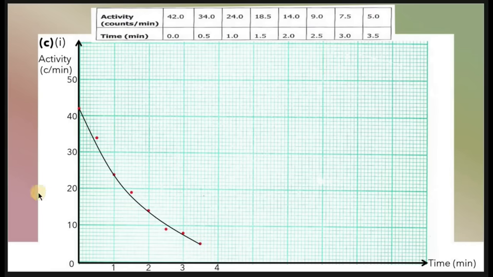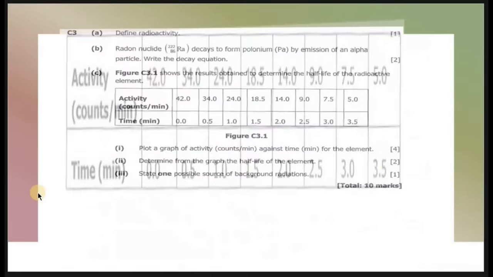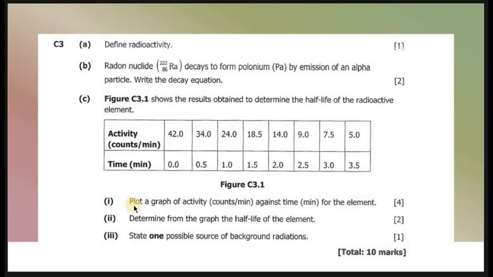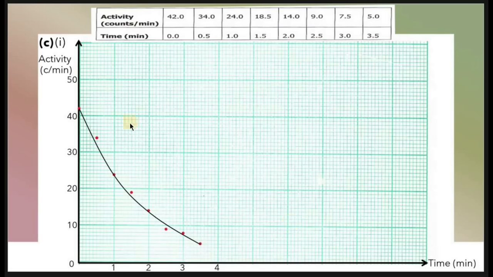So next, we come to this other question, which says, determine from the graph. This question is 4 marks. Determine from the graph the half-life of the element. So you come back to the graph. And I told you it should have a title in order for you to get all the 4 marks. Here, without a title, you can lose 1 mark. So you put the title there as well to acquire all the 4 marks.